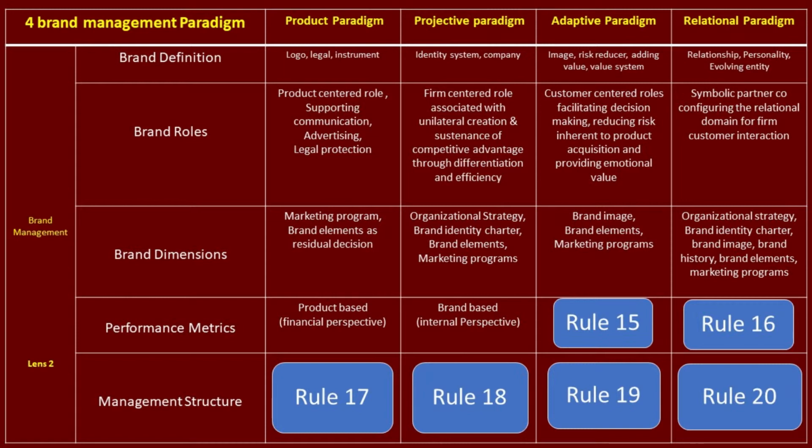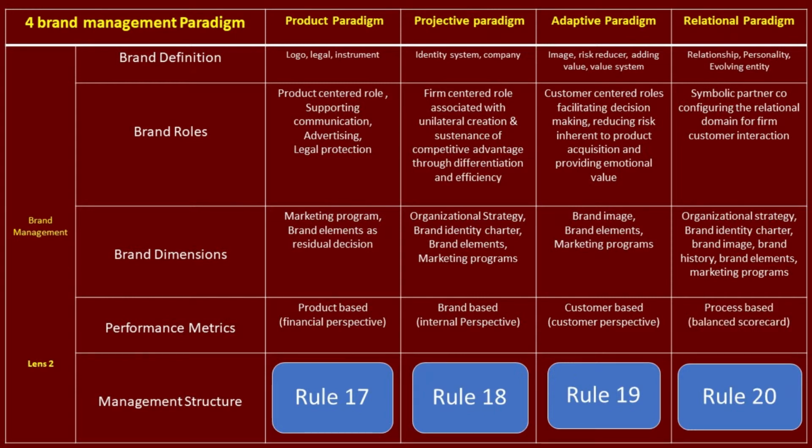Rule 15 is when the marketing vision is based on adaptive paradigm, the performance matrix is based on customers' perception and measured on customers' perspective. Rule 16 says when marketing vision is based on relational paradigm, the performance matrix is based on business process and measured on balanced scorecard.